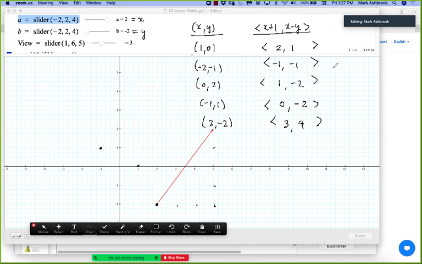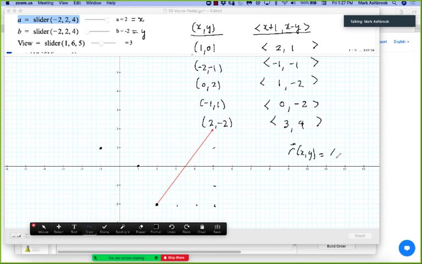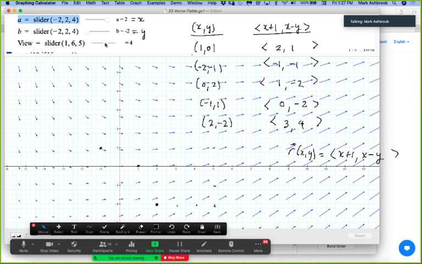Okay, so here is another vector field. It's the function that takes a location and gives back a vector according to the x coordinate plus 1, and then the x coordinate minus the y coordinate to get your vector. Let's take a look at the whole field. The whole field looks like this. This is the idea of this field here.